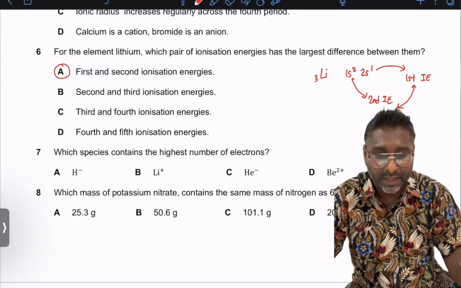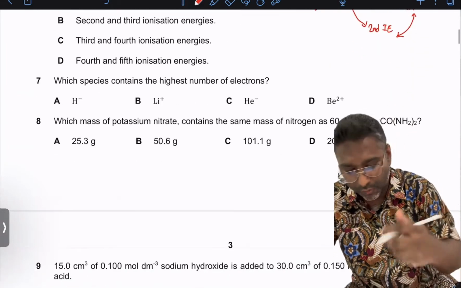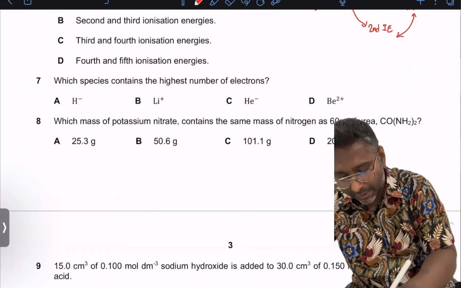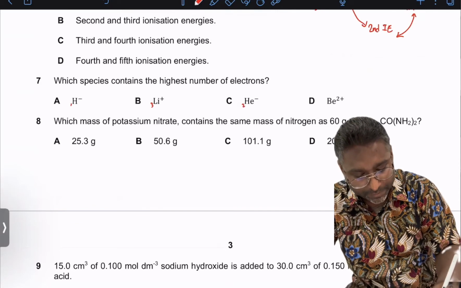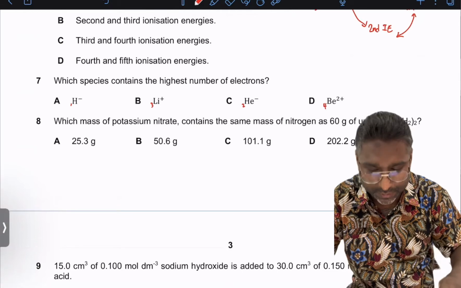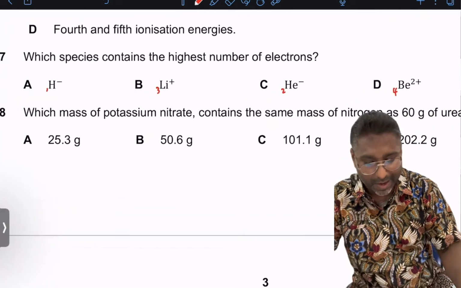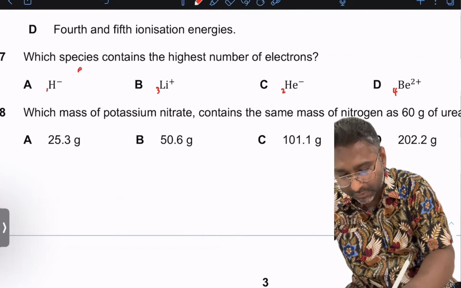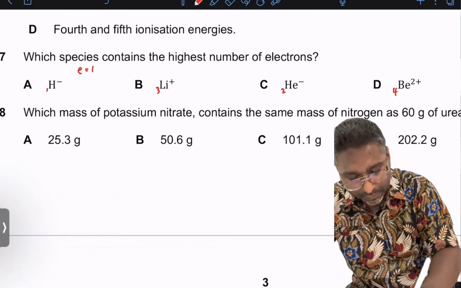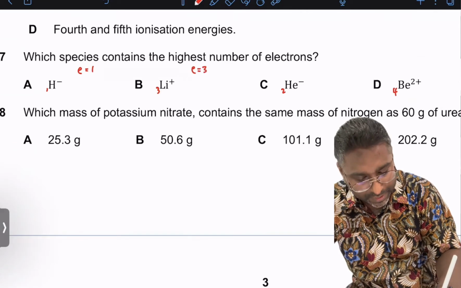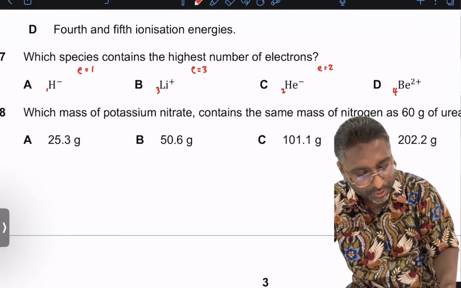Which species contains the highest number of electrons? To answer this, you need to know the electron number for each element. Hydrogen is 1, lithium is 3, helium is 2, beryllium is 4. You can look at your periodic table for this. Without the ion, the number of electrons is the same as the number in red. So hydrogen is 1, lithium is 3, helium is 2, beryllium is 4.